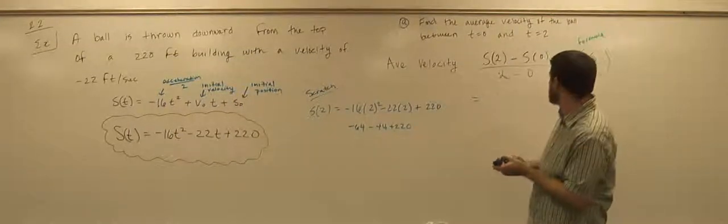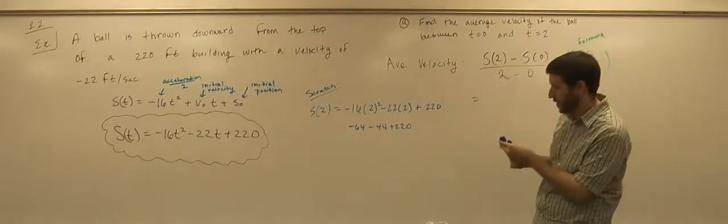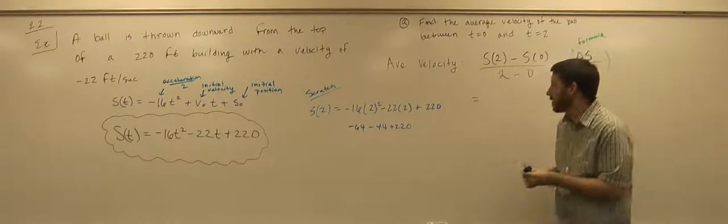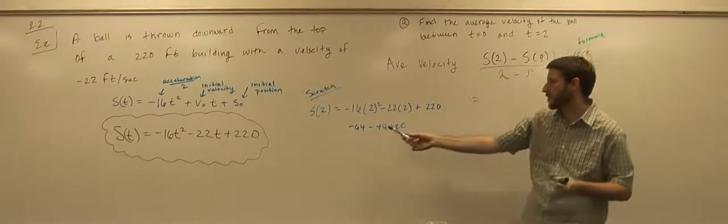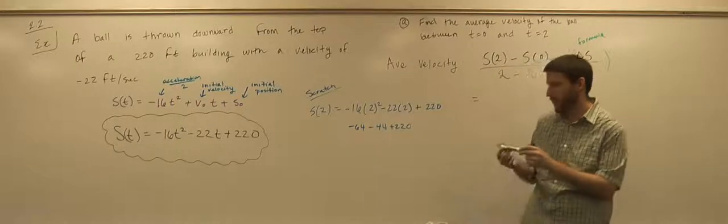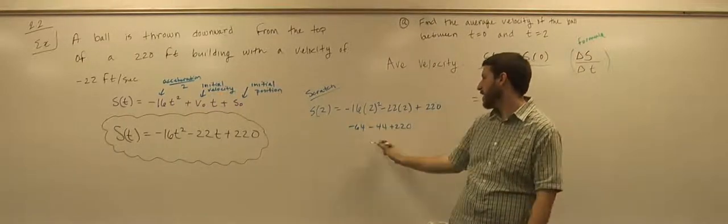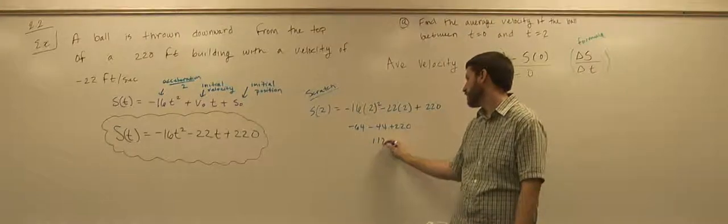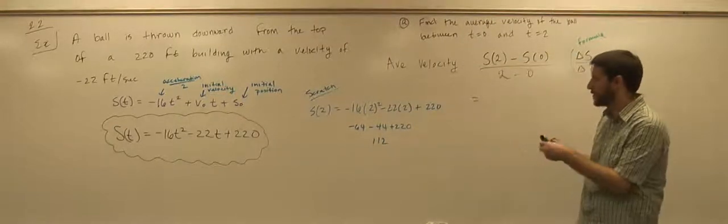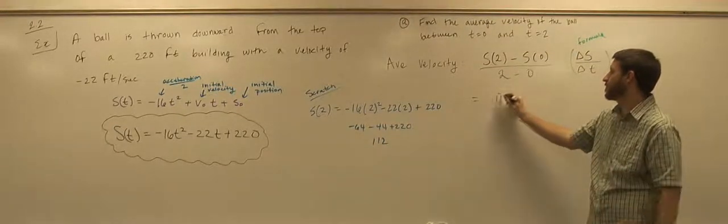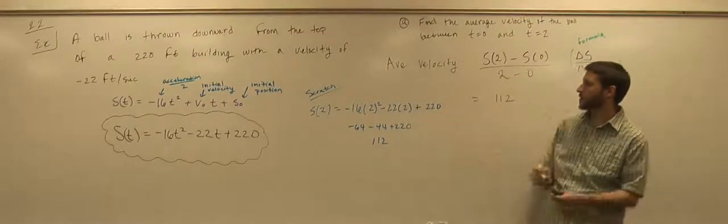Oh, minus, yeah, on this part, right? So this would be negative 108 plus 220. The 220 is going to cancel, but let's just ignore that. If you actually calculated it out, this would be 112. So you put 112 in here. And that's what you get when you do S of 2.